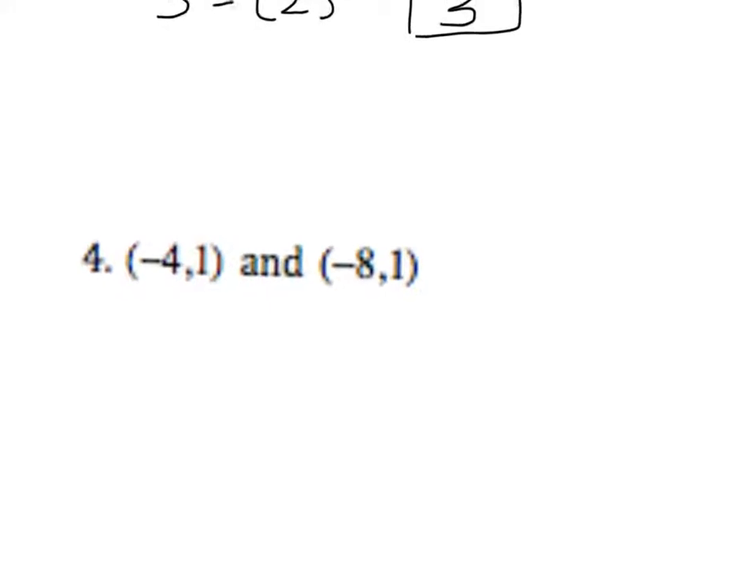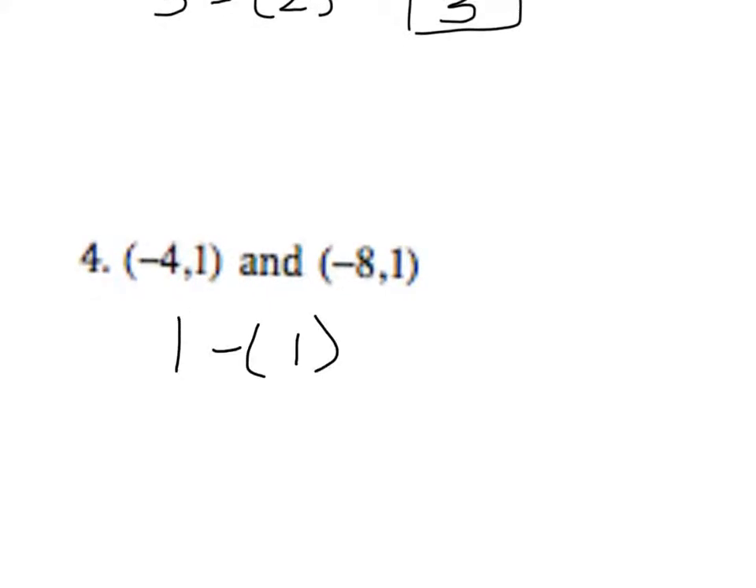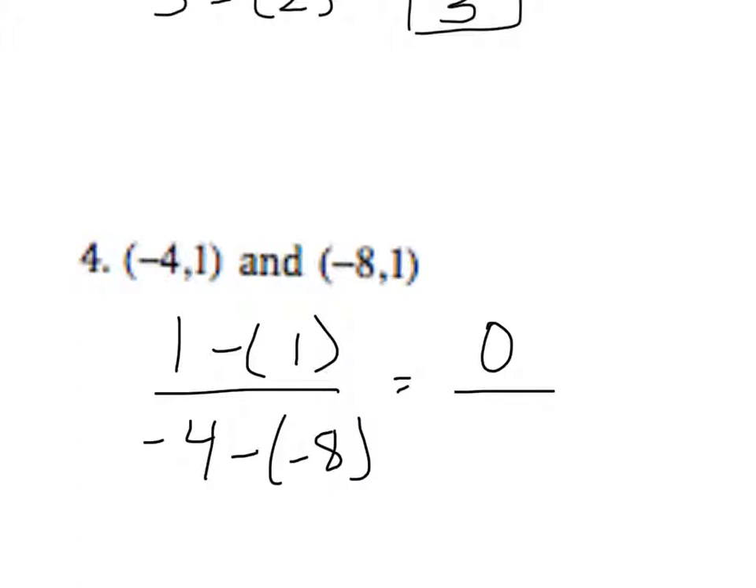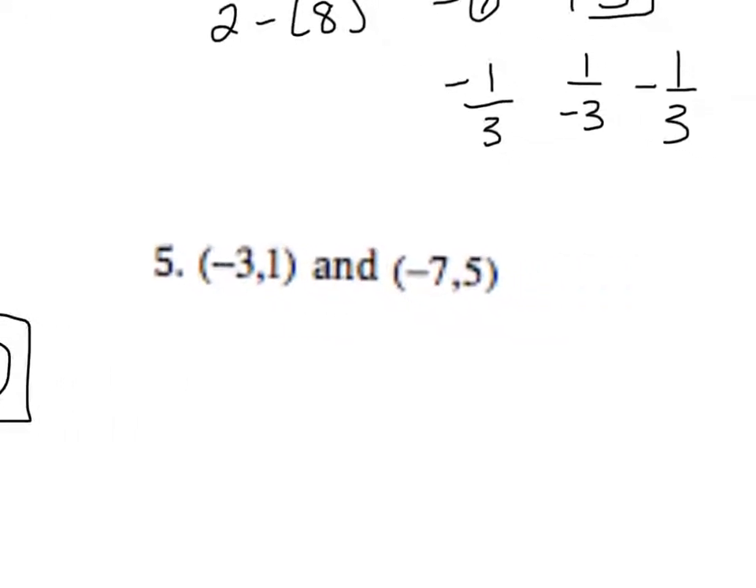Okay, number 4. We got 1 minus 1 over -4 minus -8. 1 minus 1 is 0. Over -4 minus -8 is a +4. 0 over 4 is 0. Okay, remember that water bottle trick that I taught you? The water bottle can rest on a table, but you can't rest the table on the water bottle, if you remember that.